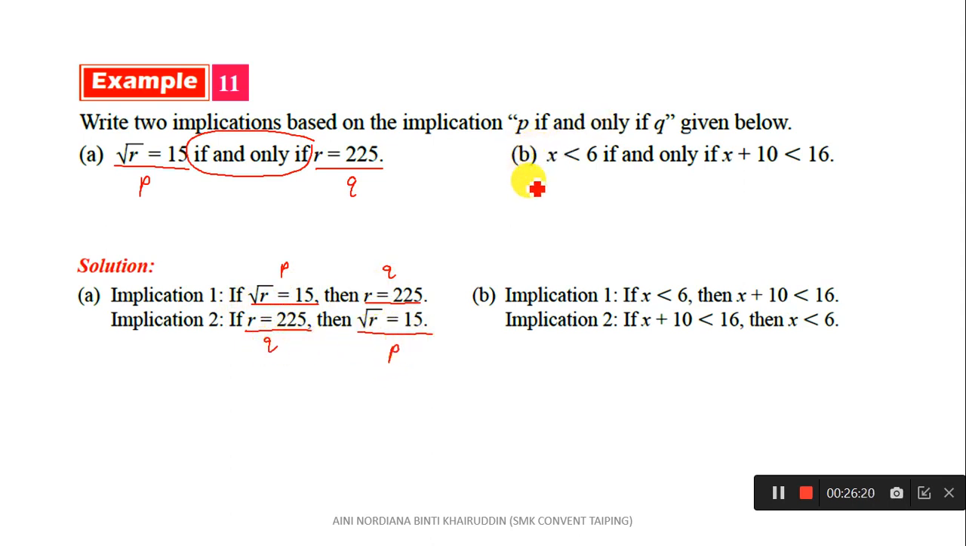Okay, have a look at this example. Look at the words if and only if. So this is P, this is Q. So your implications will be: if P, then Q. Second one, if Q, then P.